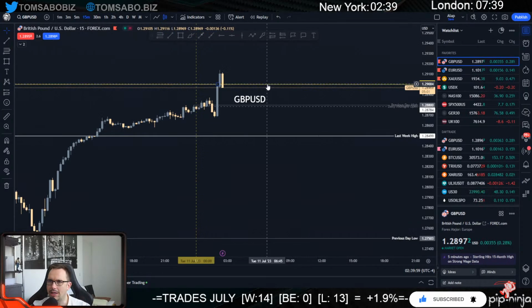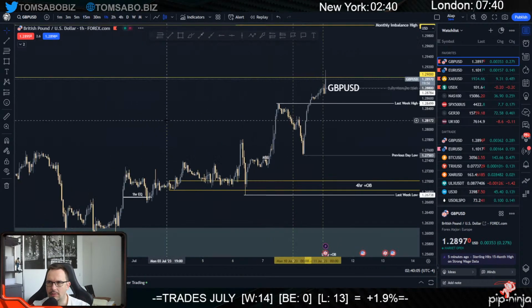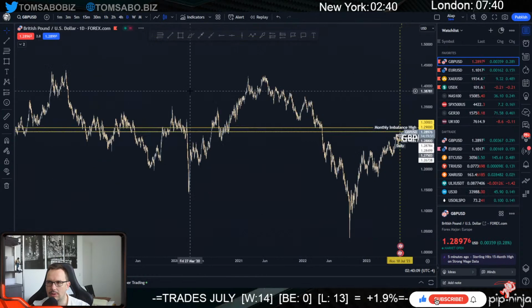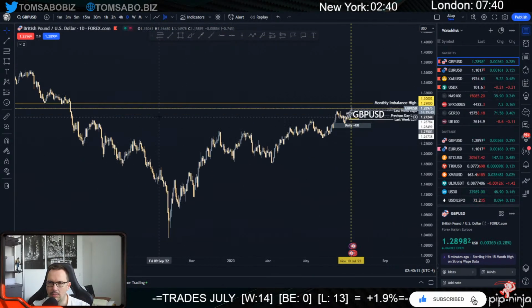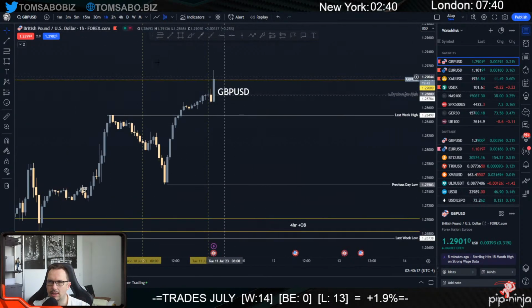Anyway, we took out the 29 level on pound. I have to be very careful, of course. 29 is a nice round number, and round numbers could be causing trouble in terms of a quick retracement or something like that.